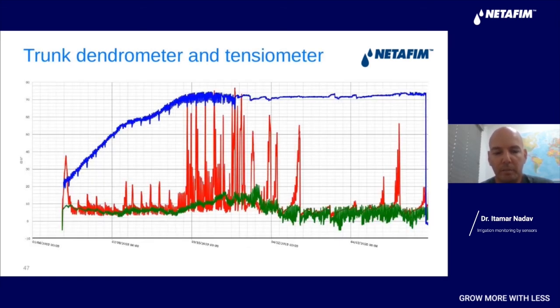And here you can see that we can put together dendrometer and tensiometer, and you can see the development of the trunk, and you can see that when the soil is at high potential, and you can see the high bars of the tensiometer in red, you can also see the response of the dendrometer. You can see a lot of shrinking during that period, and I will show you a much more exact example.